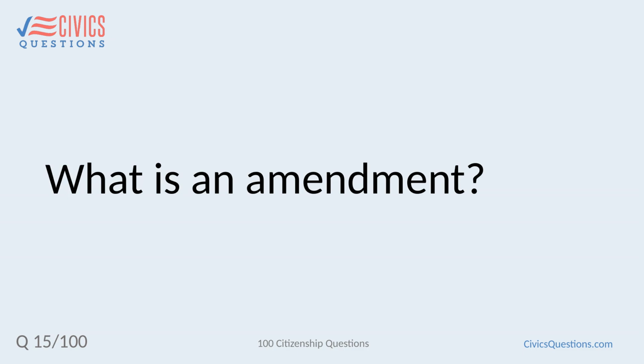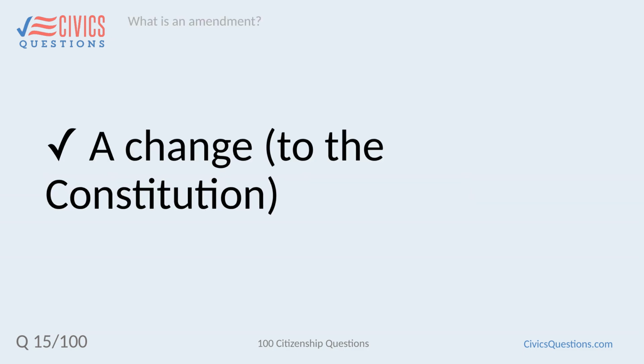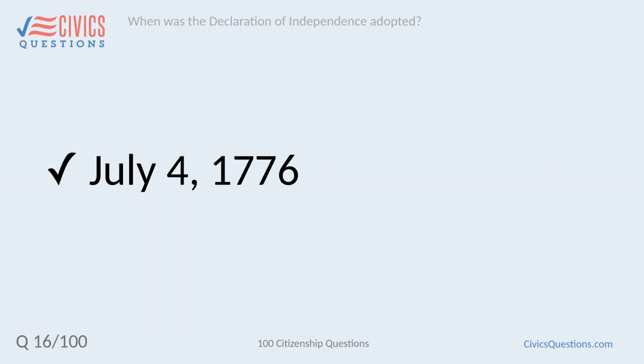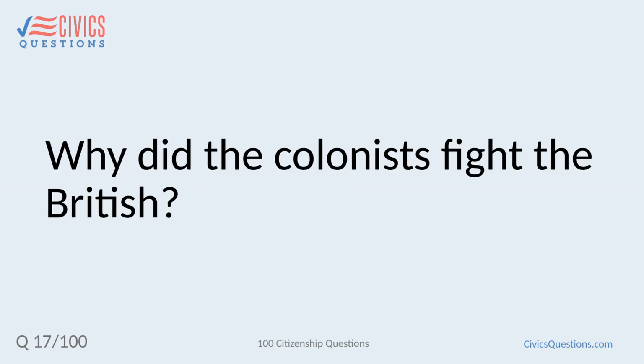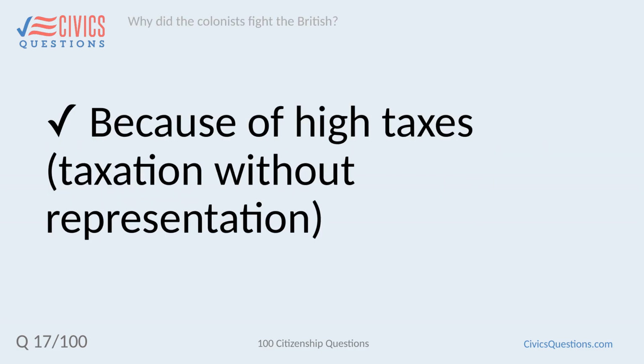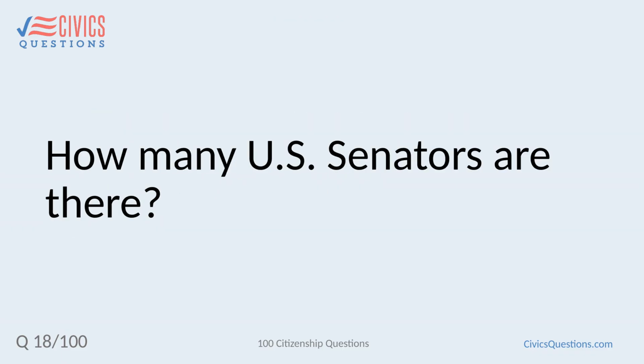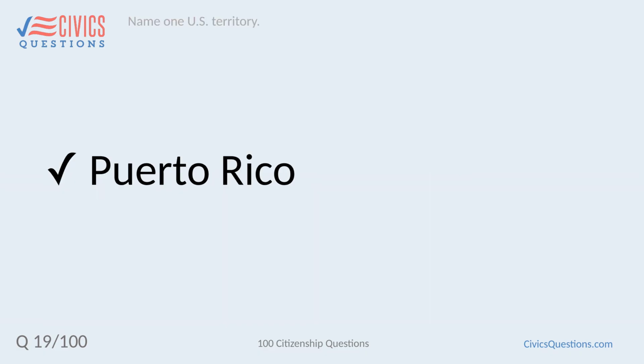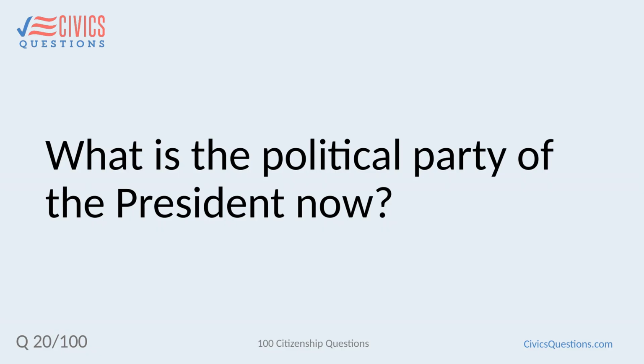What is an amendment? A change to the Constitution. When was the Declaration of Independence adopted? July 4, 1776. Why did the colonists fight the British? Because of high taxes, taxation without representation. How many U.S. senators are there? 100. Name one U.S. territory. Puerto Rico. What is the political party of the president now?